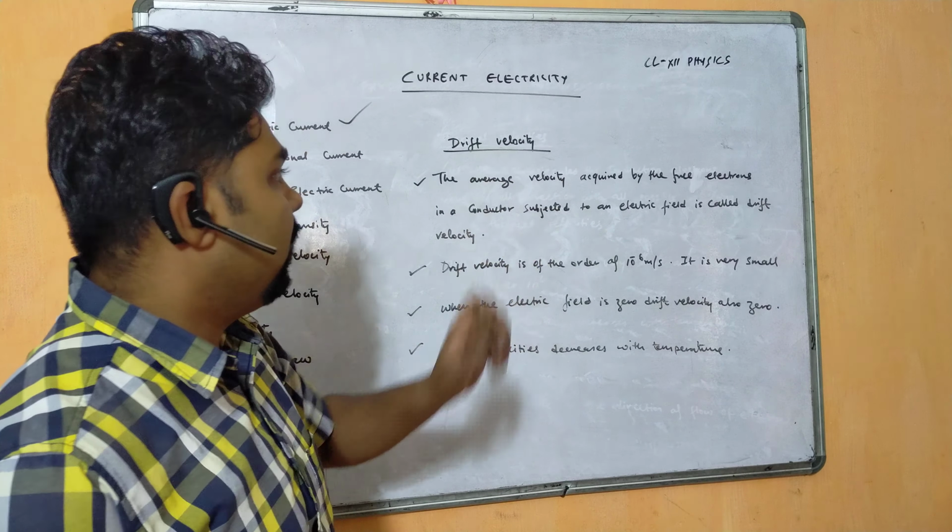This was the conductor, connected with one battery, one source. Here the electrons inside the conductor will get drifted towards the positive terminal. That is why the word used here is drift. The electrons inside the conductor will get drifted towards the positive terminal, and the positive ions will get drifted towards the negative terminal.